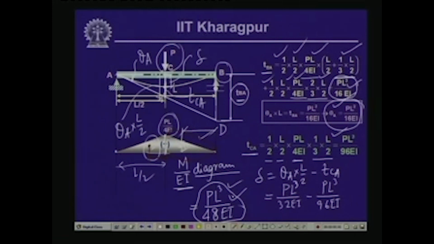Also, please note over here that this being a symmetrical beam with symmetrical loading, the elastic curve which we get also is symmetrical, and as we have seen earlier, the values of the rotations which we get at the ends are the same. Now, what will be the value of rotation over here? As you have seen, theta A equals PL square by 16 EI.